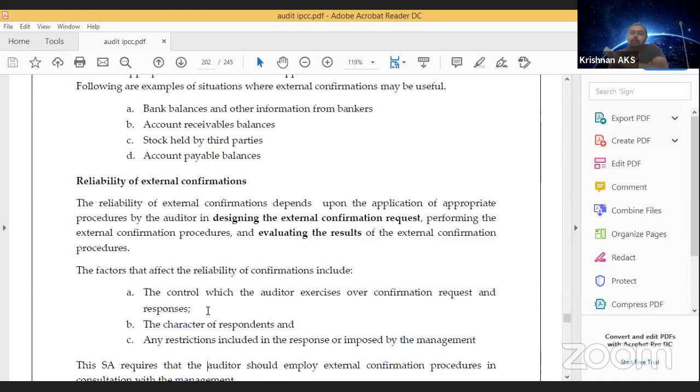Then another option. Sir, I have sent the confirmation letter and they have not even replied. What to do? Do additional audit procedures. What are additional audit procedures? It means see the subsequent payments and receipts of the person.